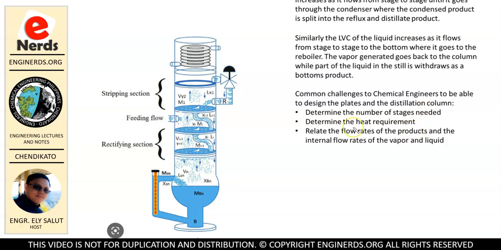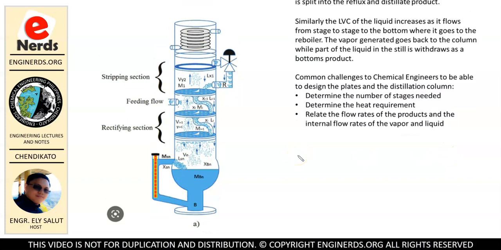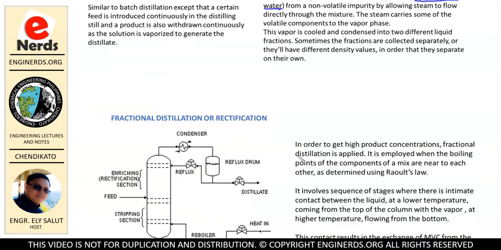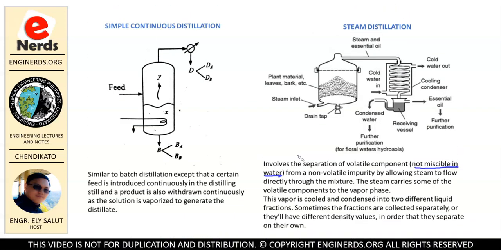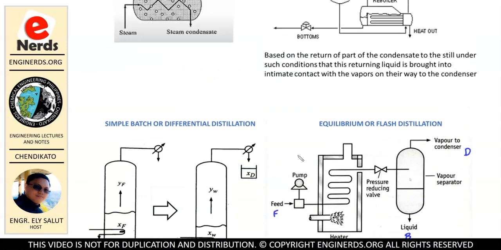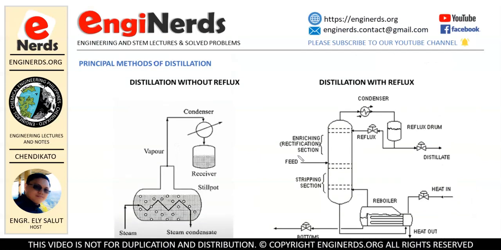So one typical problem is to determine the number of stages that we need para sa ating distillation column. Then another thing is to determine the heat requirement and relate the flow rates of the products and the internal flow rates of the vapor and liquid. So we will be talking more about these types of distillation processes as we proceed in our study. So we will be discussing this in separate videos para mas ma-explain natin sila further.